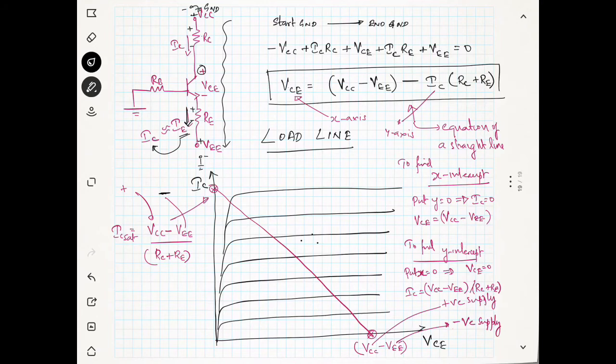Okay, so next we will explain the qualitative analysis of the stability of emitter bias.